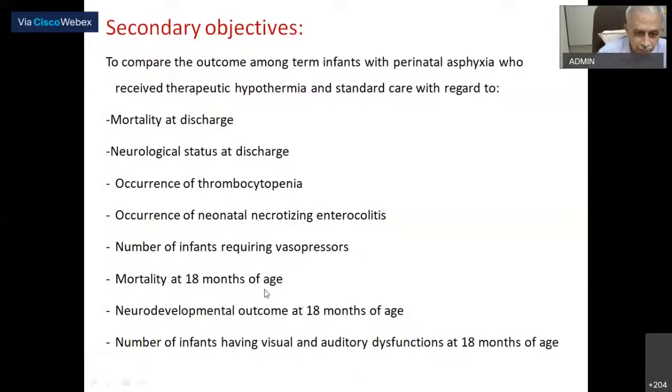What happens to the mortality at 18 months, the neurodevelopment at 18 months, number of infants having visual or auditory dysfunction at 18 months. So several secondary objectives you may have. Each individually you can assess, or you can look at the composite outcome of all these together also. So it all depends upon what you want to look at. So you may have a primary objective, you may have a secondary objective.